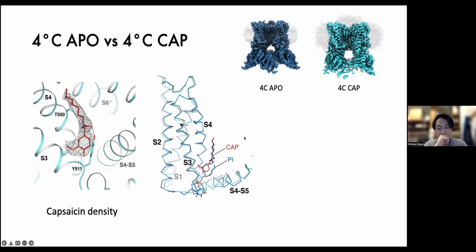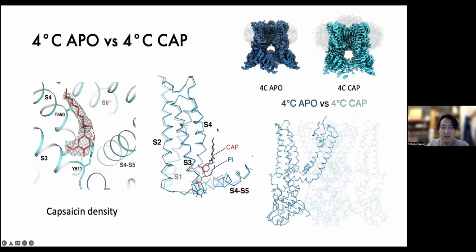Compare with this 4 degree APO. The 4 degree capsaicin-bound structure shows a slight conformational change around this vanilloid pocket due to capsaicin binding. This red one is the capsaicin and the blue one is the natural lipid. This is the overlay between the 4 degree APO and the 4 degree capsaicin-bound structure. There are some local conformational changes, but they are not significant. Also, the gate of TRPV1 is still closed.